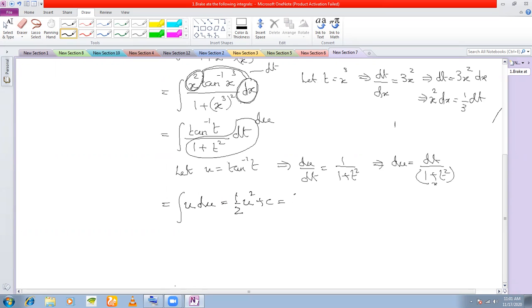Now you put the value. What is the value of u? The value of u here is tan inverse t. And what is t here? t here we had again put as x cube. So this is half of tan inverse x cube whole square plus c. Okay. So you can proceed in this way.